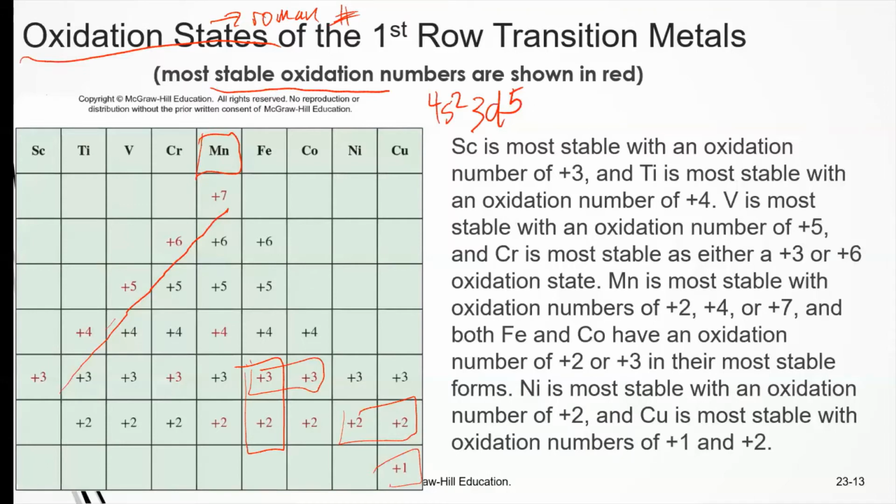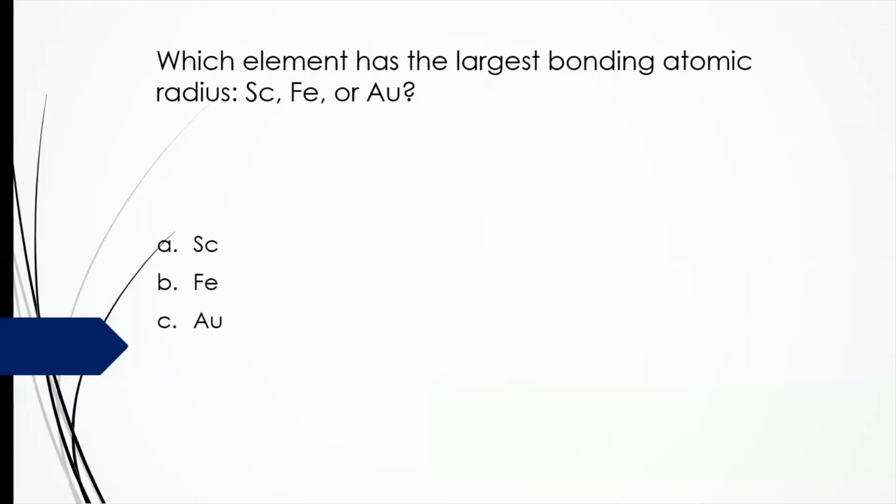So let's practice a little bit with our trends. For our element, which one is going to have the largest bonding atomic radius? Looking at our 3 options, 2 of them are in our first row of transition metals. Our gold is in our third. So when we think about our atomic radius, period 4 is definitely going to be our shorter one.